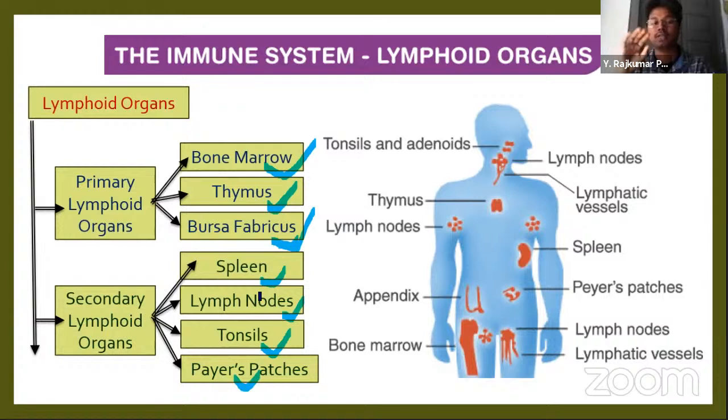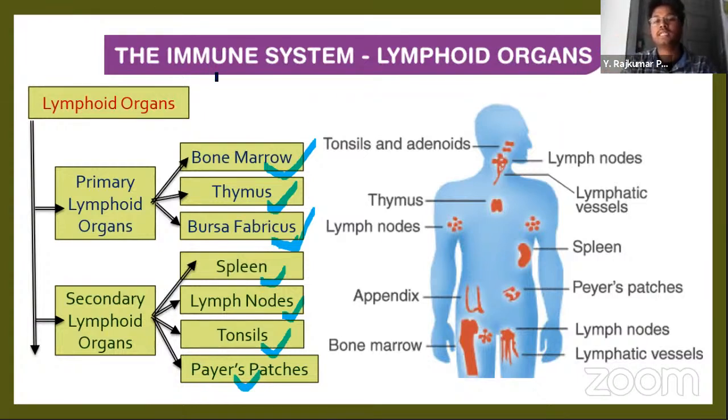Okay, hope you have understood the difference between primary lymphoid organs and secondary. In the primary lymphoid organs, the lymphocytes get generated and matured. And secondary lymphoid organs are the action sites of the lymphocytes.